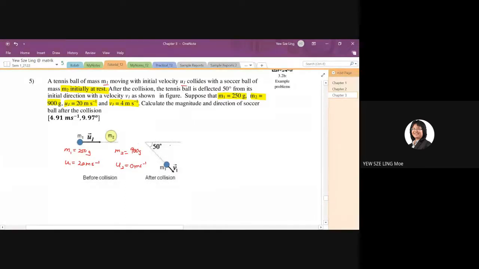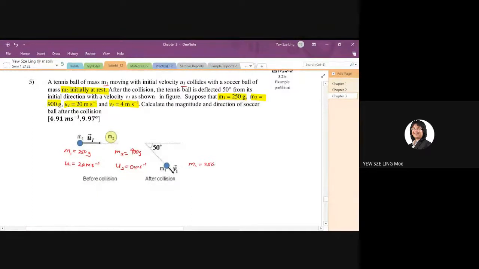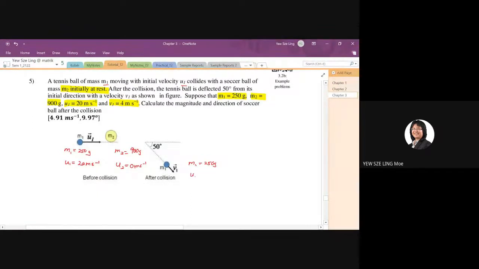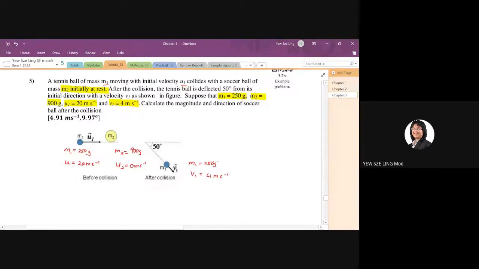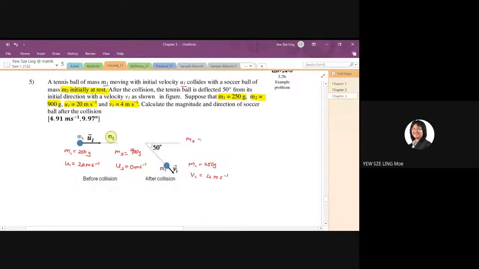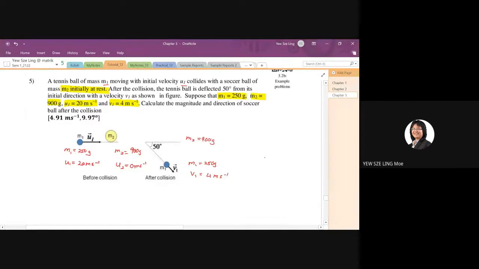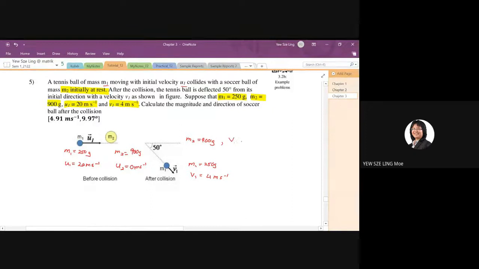Because we have an object after collision. So after collision, what do I have? I have still m1 equals 250 gram. My final velocity v1 is now equal to 4 m s^-1. m2 is still 900 gram. Now if you look at this diagram, the thing that is missing is v2. So what is the value for v2?